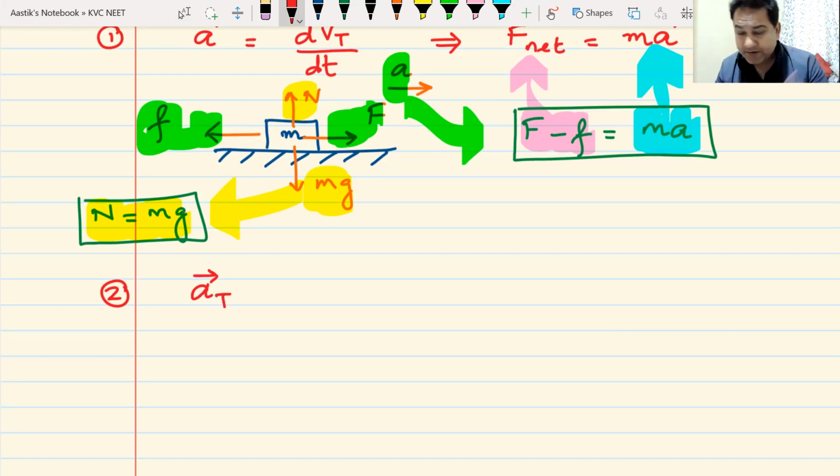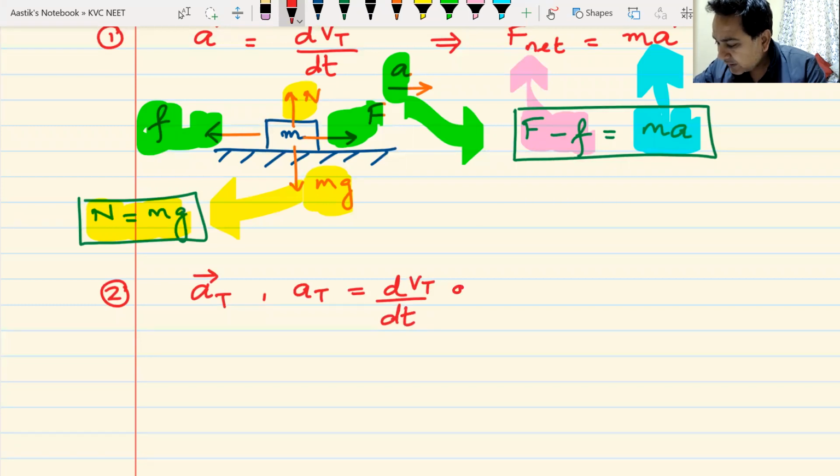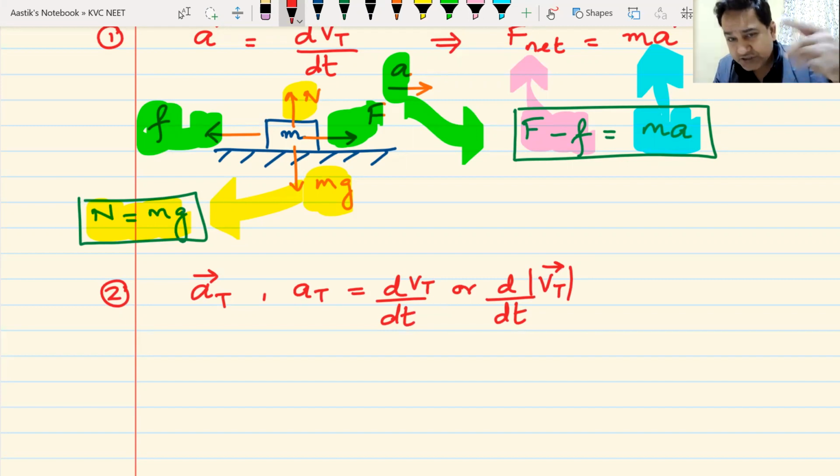AT. Now, if I have to write AT, this direction will be in the same direction as velocity, or it will be in the opposite direction of velocity. Let me just talk about the magnitude of AT, because it is easier to understand the magnitude of AT. The magnitude of this AT will be equal to rate of change of speed, which is d by dt of magnitude of Vt vector. This is nothing but rate of change of speed. It is telling us the rate at which speed of the particle is changing.